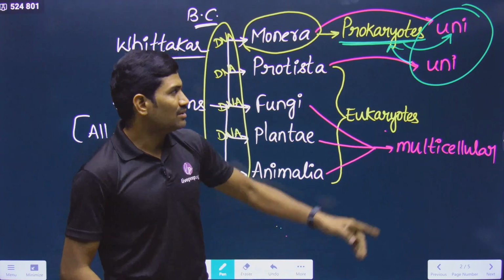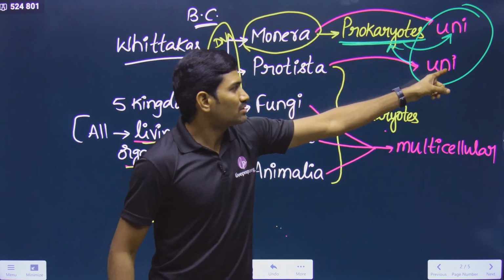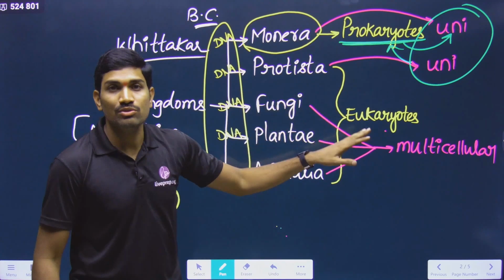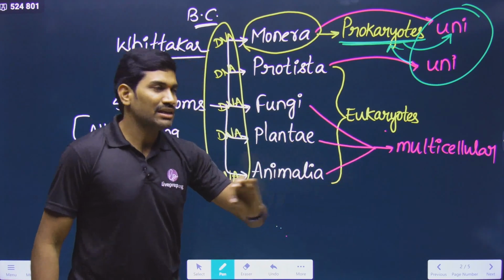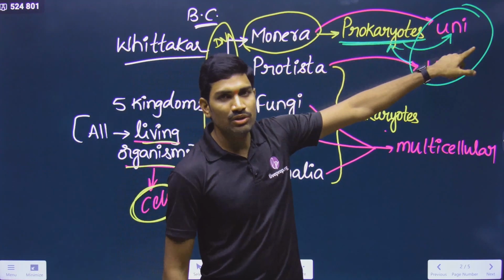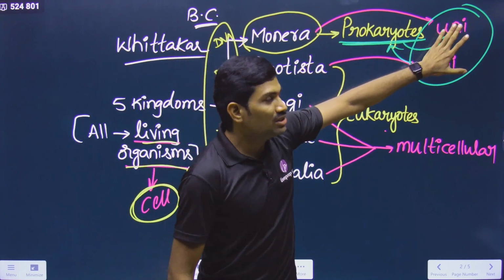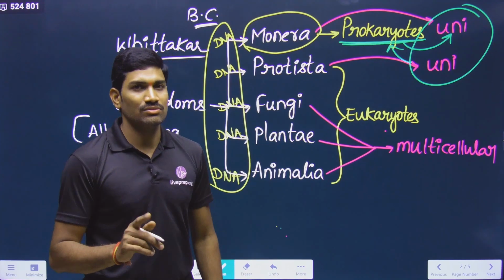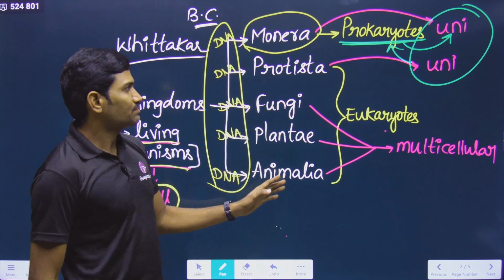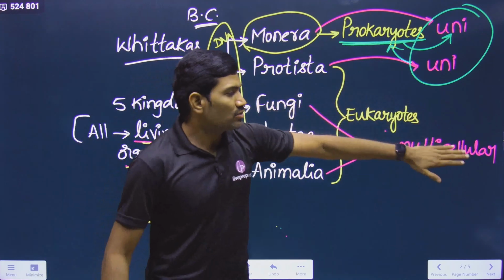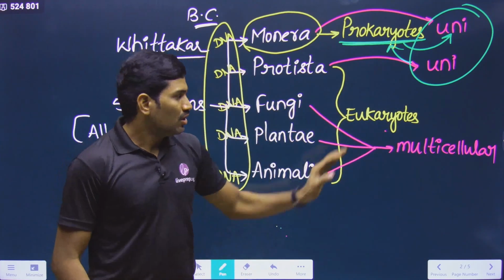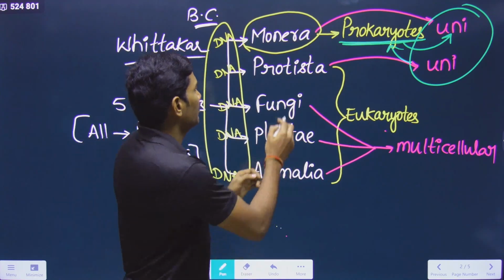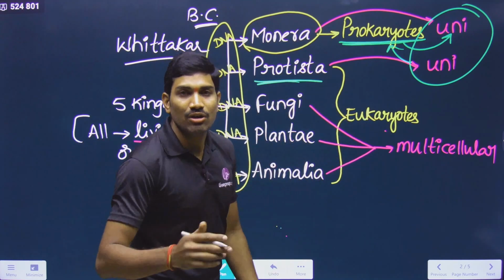Definitely this is false, because some unicellular organisms are prokaryotes, some unicellular organisms are eukaryotes. Because Protista is eukaryote, right? They are also unicellular. That is the reason why you should read the statement carefully. All the prokaryotes are unicellular, correct. All the unicellular organisms are prokaryotes, wrong. Please understand this one. Next one, come to this one. All the eukaryotes are multicellular, true or false? Now it is false, because Protista are eukaryotes, but they are not multicellular.